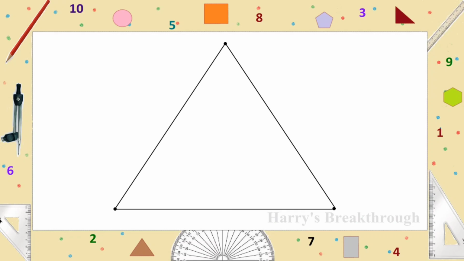Now you have to mark a point at the middle of each side. Like this, mark the midpoints of each side. And then you have to join these 3 dots and make a small triangle inside. Like this, join these 3 points, then you got another triangle. So in total, we got 4 triangles. 1, 2, 3 and 4. 4 triangles of equal size. Right?